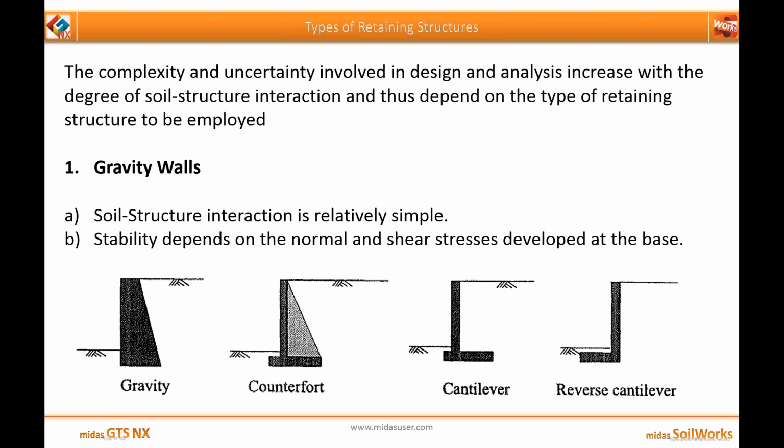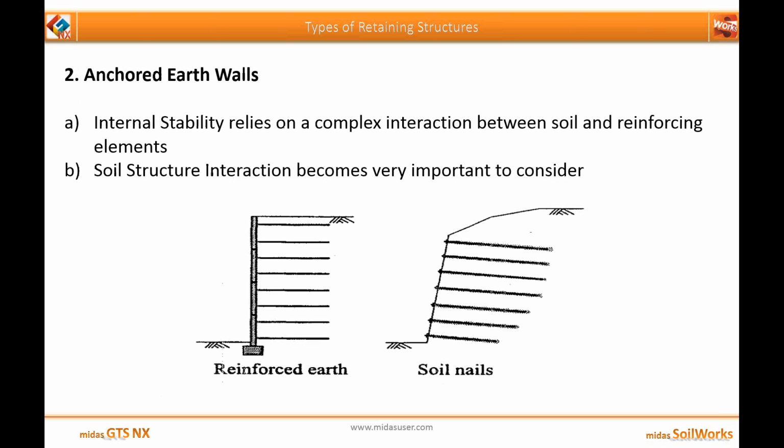Now, what are the various types of retaining structures? The complexity and the uncertainty involved in design and analysis increase with the degree of soil structure interaction and thus depend on the type of retaining wall which you are going to use. For example, first of all, we have the gravity walls. In gravity walls, the soil structure interaction is relatively simple. Stability depends on the normal and shear stresses developed at the base.